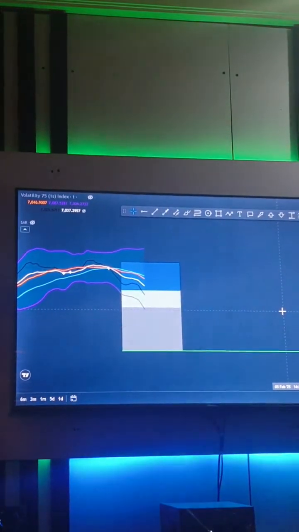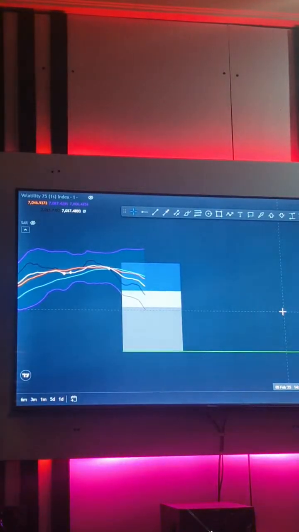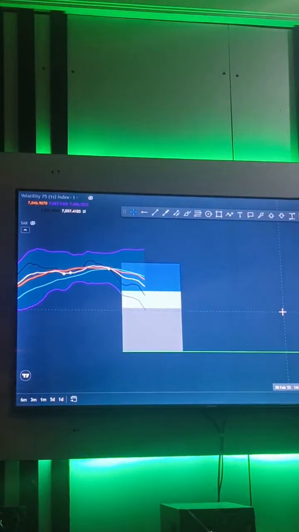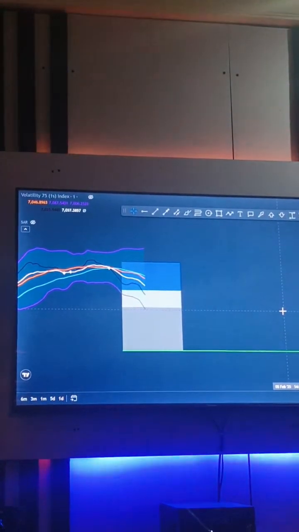This market is going to be pushing for a very, very long time. It's going to be a very long sell. This Volatility 75 is going to be a very long sell, guys.